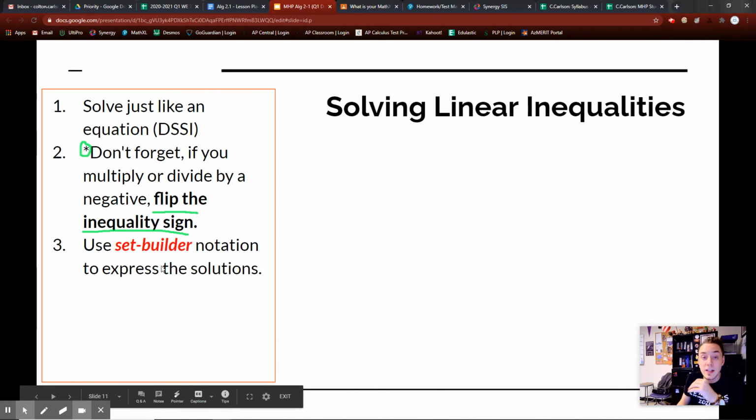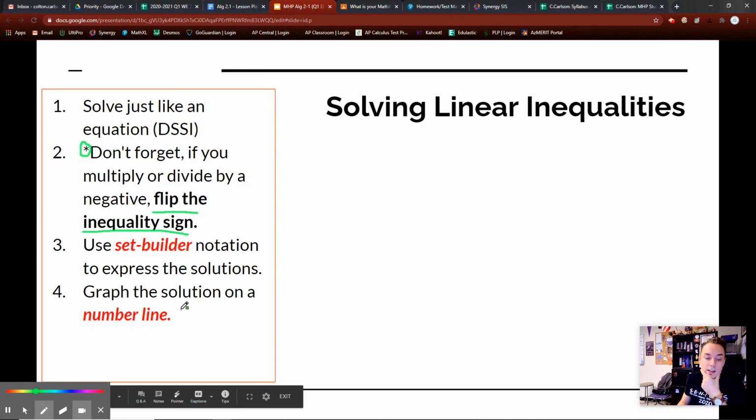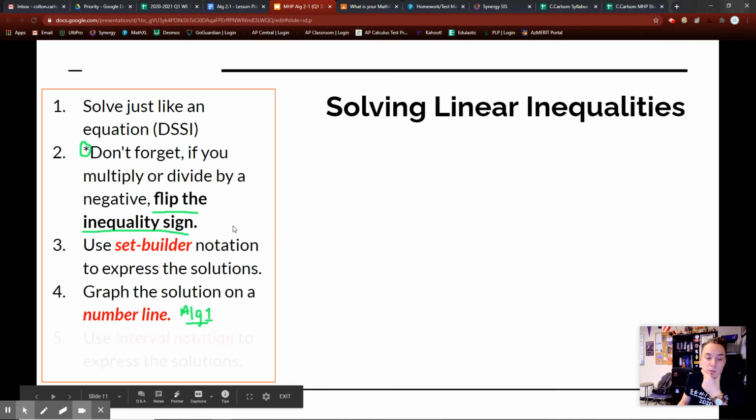And then we're going to represent our solution in 3 different ways. The first way is called set builder notation. It's actually very simple. It looks scary, it's really not. Set builder notation is used to express the solutions. We're going to graph it on the number line. You've already done this in Algebra 1, what you guys did all day long. I'm sure you'll remember it once we start going through it.